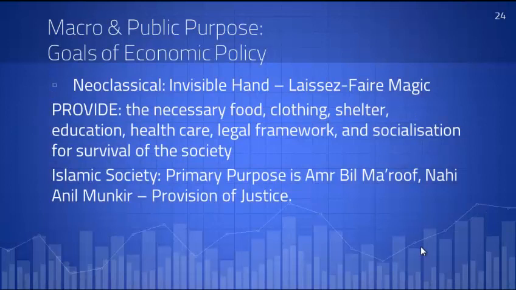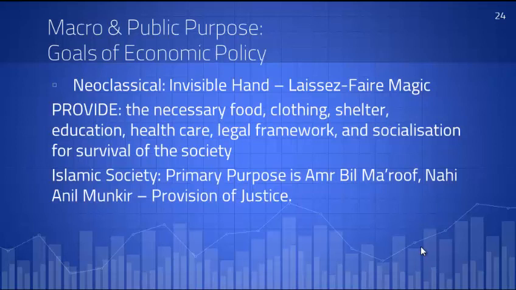So at a higher level, we have to understand what are the goals of economic policy. I mean, the public purpose, the macroeconomics is basically dealing with the smaller issues of achieving full employment, keeping prices stable, but there is a bigger purpose of society as a whole, which is not really the job of macroeconomics as such, it is the job of economic policy. So what are the goals of public policy?